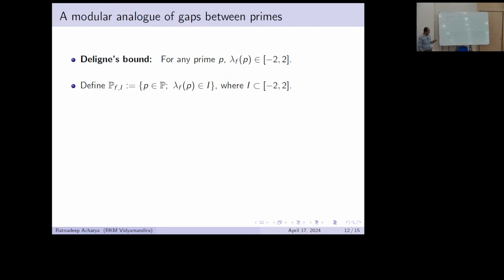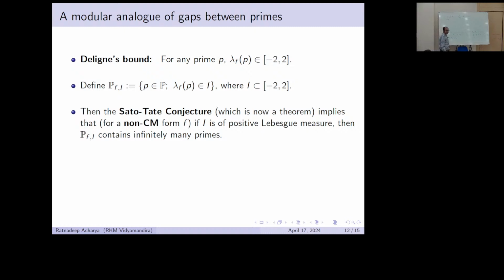The Sato-Tate conjecture, though it is still mentioned as a conjecture, is now a theorem. It implies that if I is of positive Lebesgue measure, where I is a subset of [-2, 2], then P(f,I) contains infinitely many primes. So we have an infinite subset of primes, and we are going to study G of P(f,I).